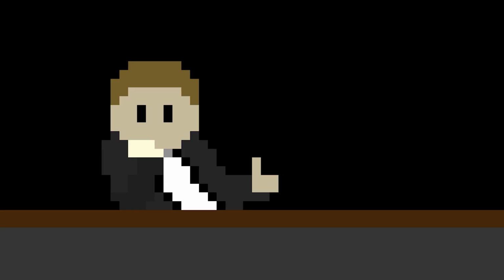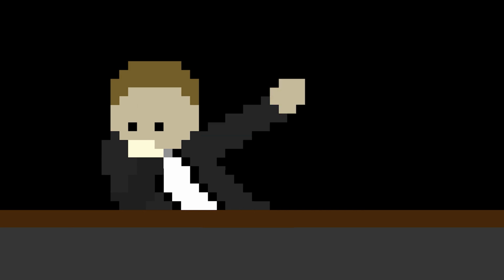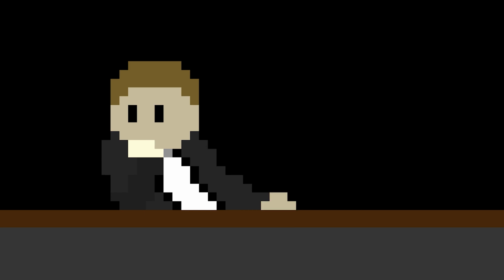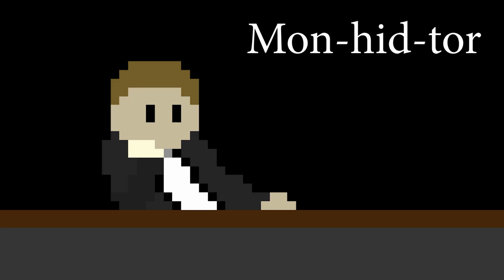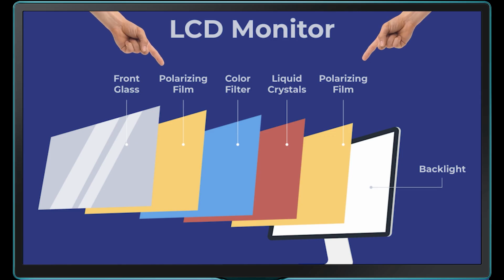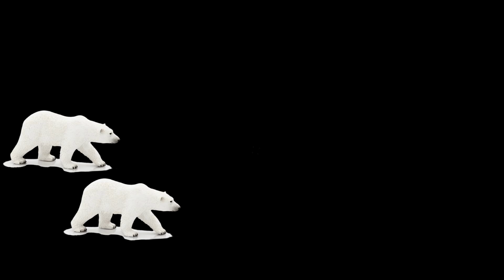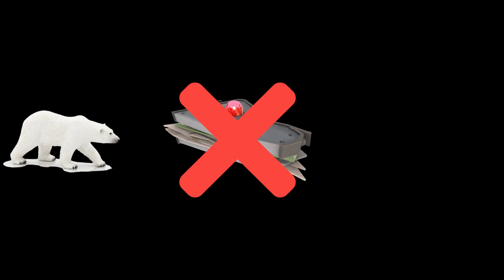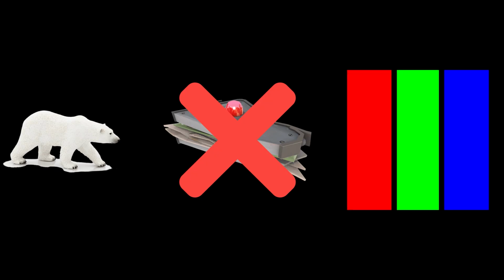Well, one such form of exploitation could come in the form of the privacy monitor, or the secret monitor, or the Mon-Hid-Tor. It essentially exploits the fact that an LCD screen requires 2 polarizers to function properly. If you were to take off the second polarizer, you wouldn't be dimming any of the light, so all the subpixels would be the same brightness, so the screen would just appear white.